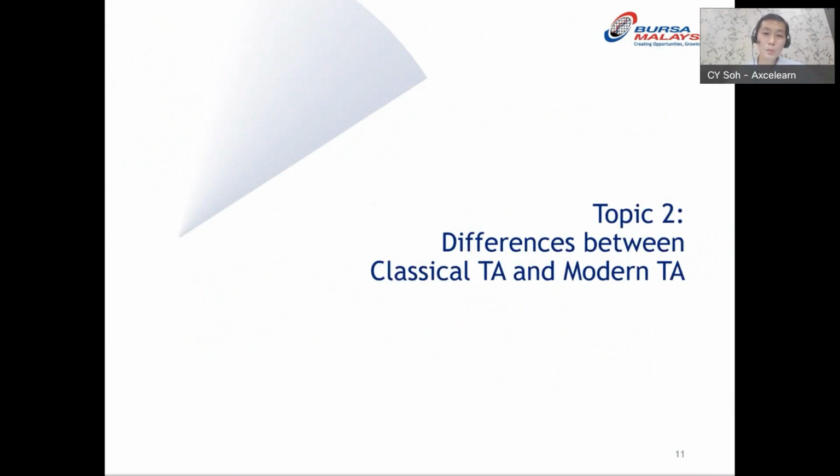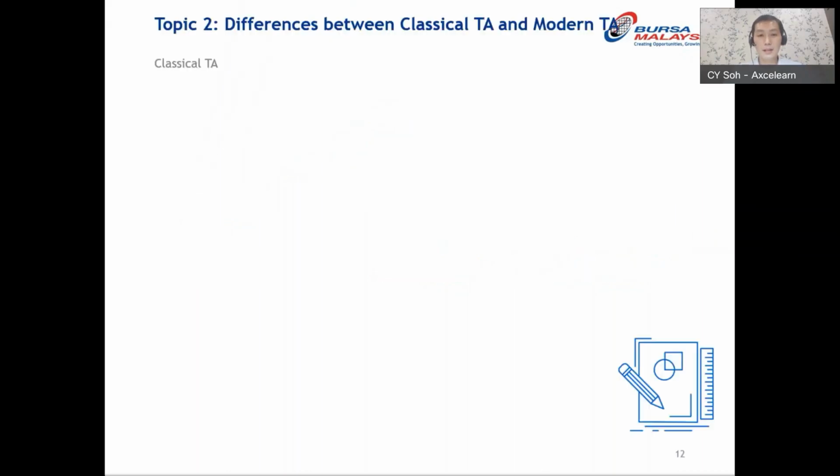I'm going to share with you the major differences in terms of application for both classical and modern technical analysis. One of them has consistency in application, while the other has a lack of consistency. Later on, I will give you some examples so that you can understand the differences clearly. Now, let's go through the first technical analysis, which is the classical TA.